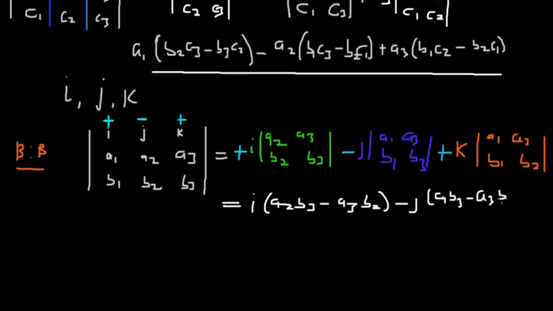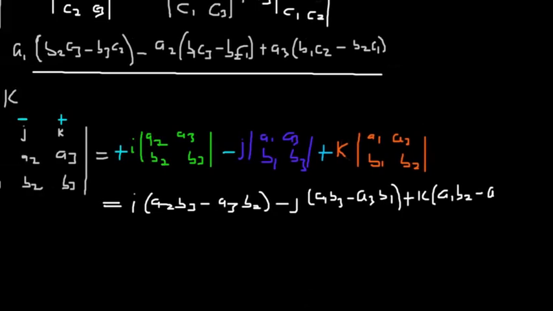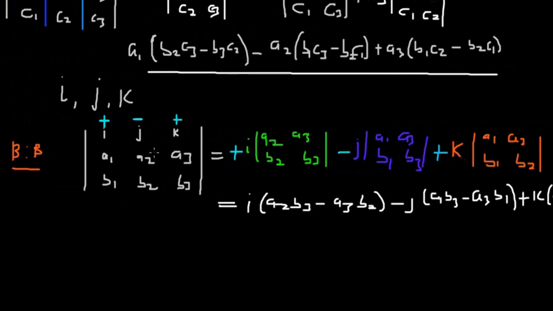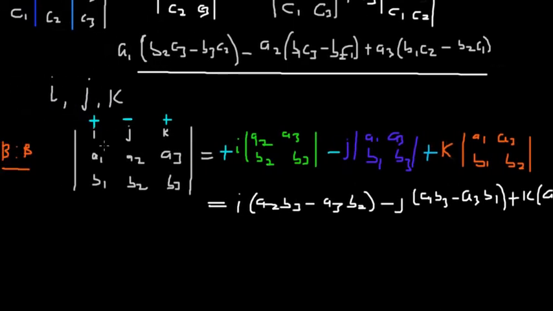A3 B1, okay, plus our K value, which is A1 B2 minus A3, let's say, A2 over here. So we have A2 and then B1, just like here, okay.